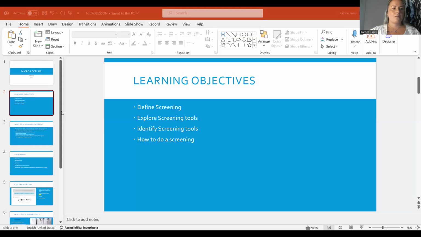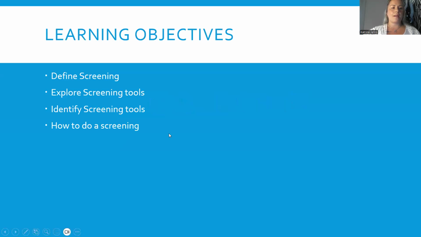We are on weeks 3 and 4, where we're going over treatment plans and screening tools. So I'm going to share with you my micro lecture. And these are the learning objectives. We're going to define, explore, identify how to do a screening.